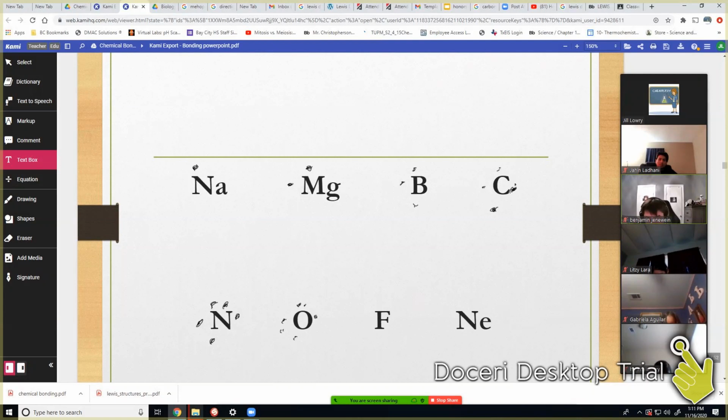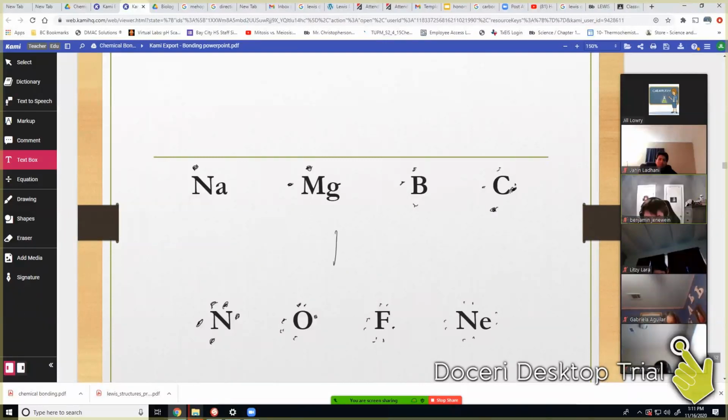Halogens, fluorine, 7, because it comes from group 17. And finally, my good old noble gas. How many? 8. So I got 2 pairs on each side. Full octet. Very stable.